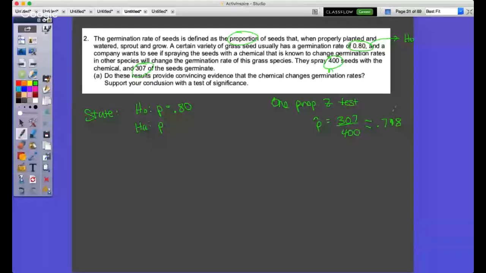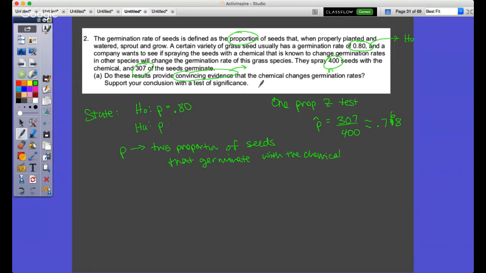Okay, perfect. Up on top, it then says, does the results provide convincing evidence? By the way, when we go into other tests, convincing evidence always means that we're going to use some sort of test, right? So in this case, we're trying to use a sample to estimate my population, where P would be the true proportion of seeds that germinate with the chemical.